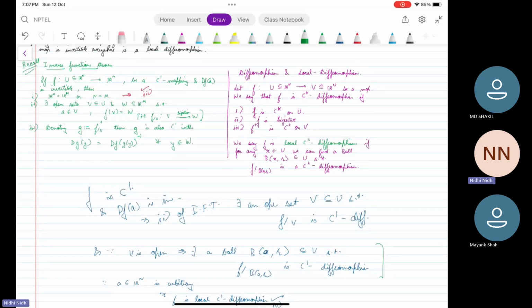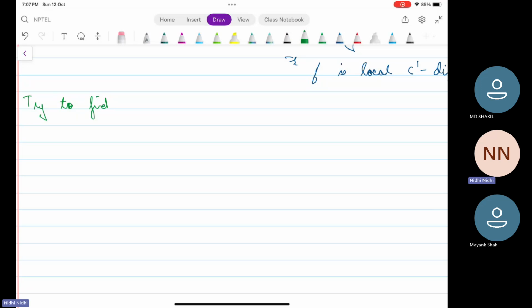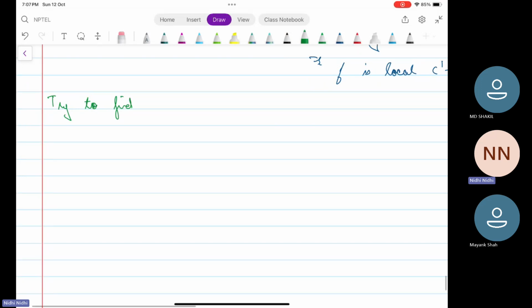Otherwise, because from the inverse function theorem we are already getting an open set, which I would say is a better condition. So now we'll try to find some counterexample for the first and second points.